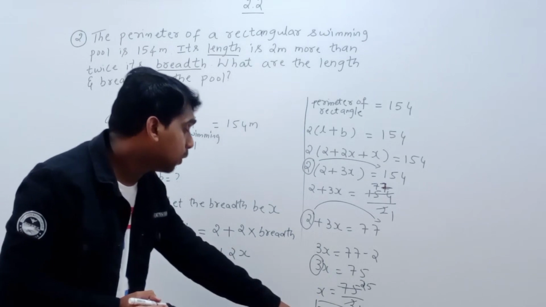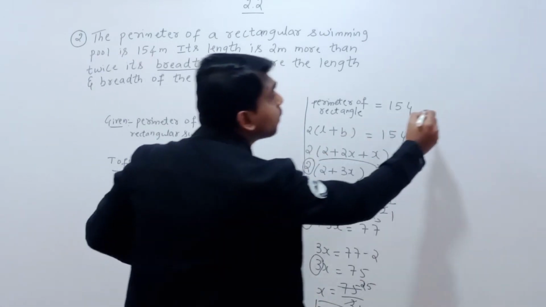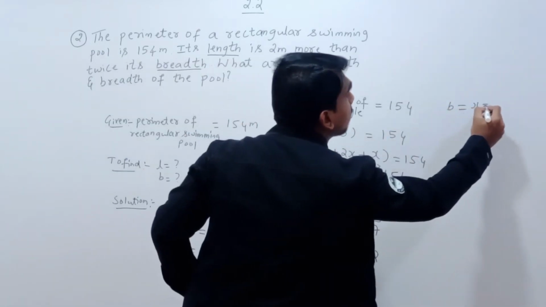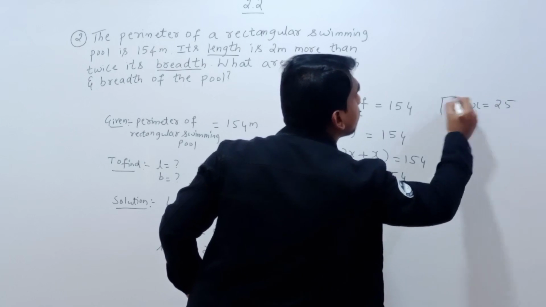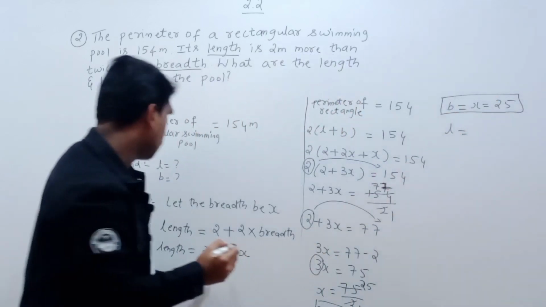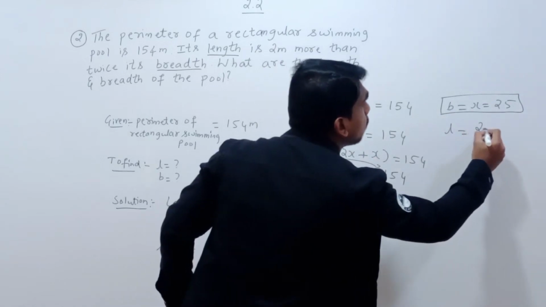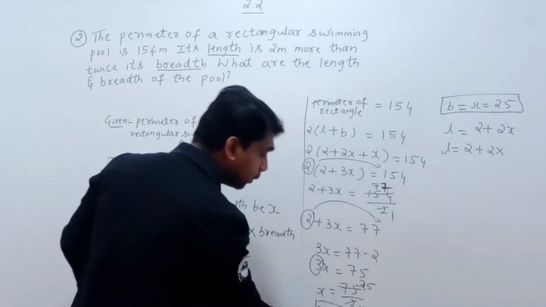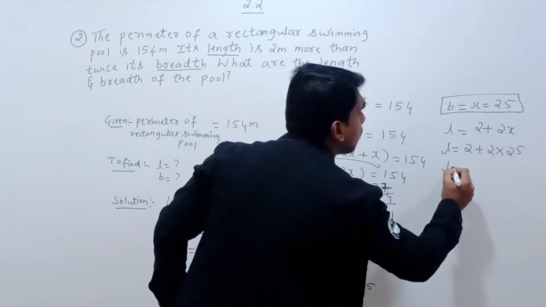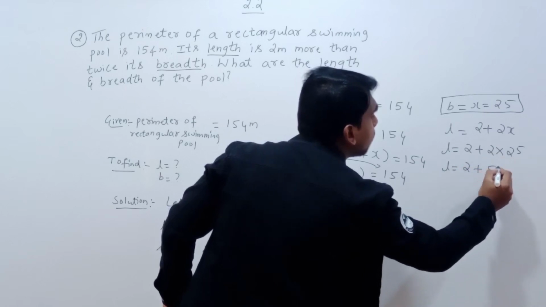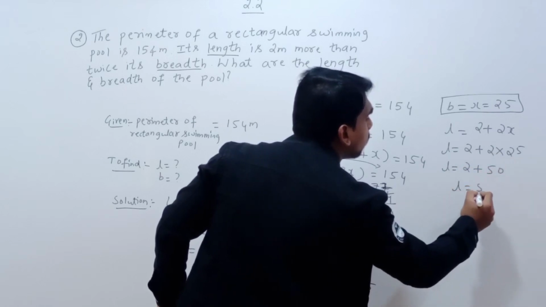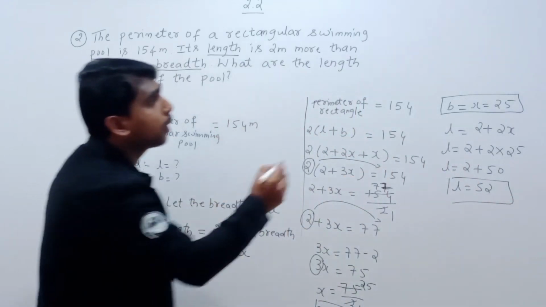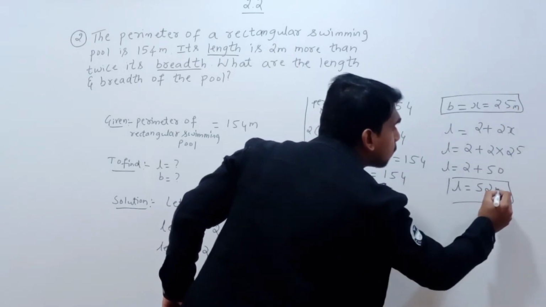Okay, now we know the x value. We have taken breadth as x, so breadth is equal to 25. Now length we have taken as 2 plus 2x. 2 plus 2 into the x value, 25. 2 into 25 is 50, so L is equal to 2 plus 50, which is 52. Since they have given 154 meter, breadth will be in meter, and length also will be in meter.